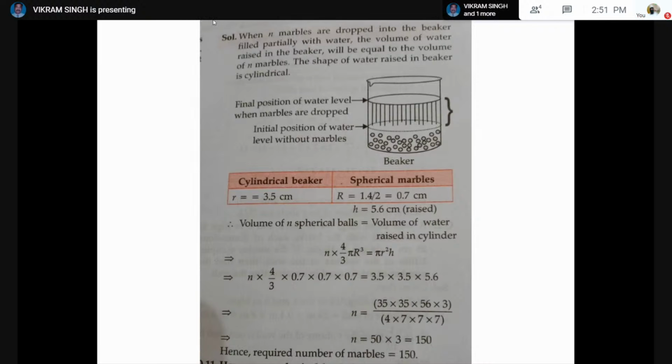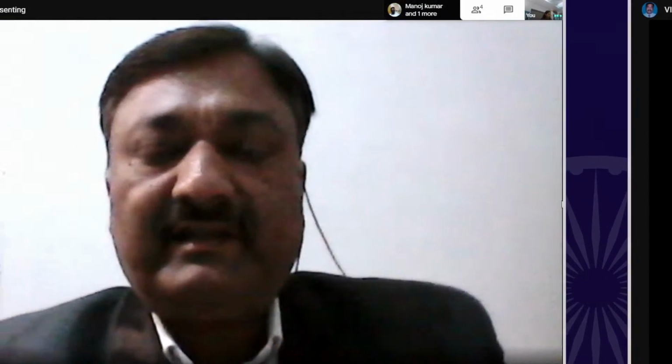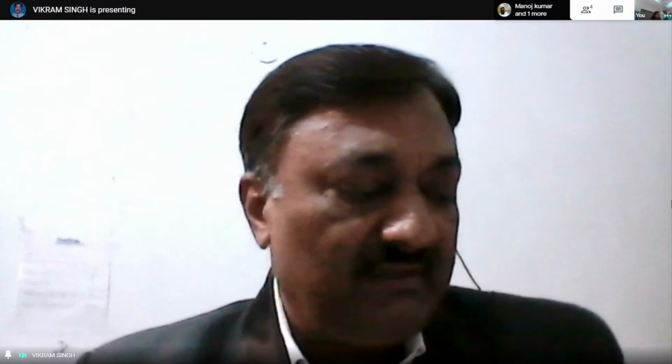Now I am going to make it more clear and short. We have calculated the volume of this water. This water will be equal to the volume of all the marbles. So we have taken its volume equal. After taking its volume equal, we have this volume, and after taking its division, we get the number of marbles, which comes to 150. It means 150 is the number of marbles dropped in the beaker.